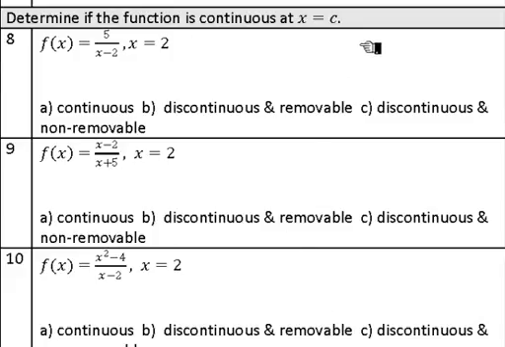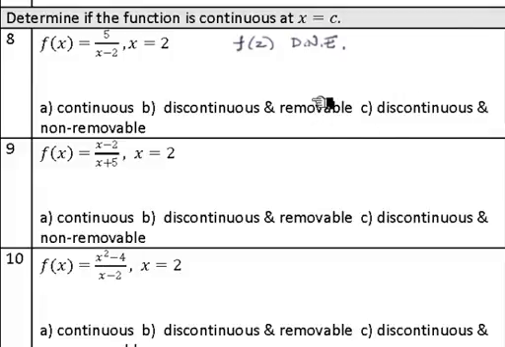Okay, number 8. Actually, in the next group, we want to determine if the given function is continuous at the given point x equals c. In our first example, we have f of x equals 5 over x minus 2, and our value is x equals 2. So f of 2 does not exist. So the first part of the definition of continuity is violated.